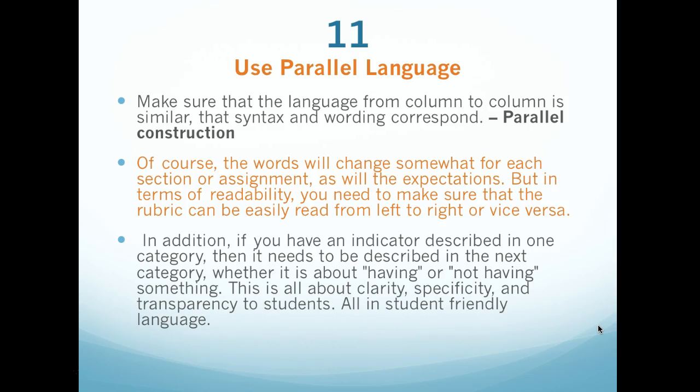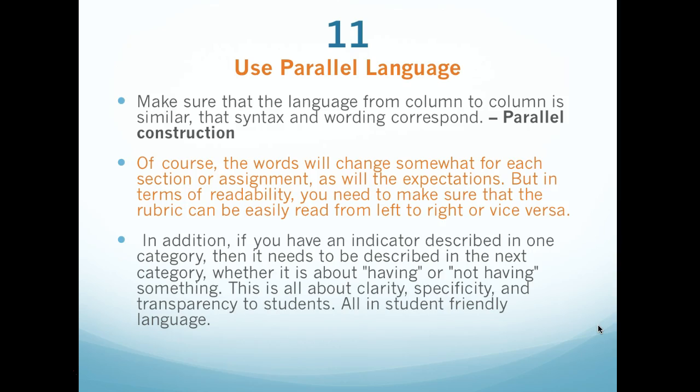Another important piece, and this is something you really have to pay attention to, is to make sure that the language from column to column is similar, that syntax and wording correspond. So if in one column you have a correct writing format and correct spelling, then the next column will have correct writing format and correct spelling. It may look qualitatively different because you're changing the scale as you're moving up the ladder, but you will always have quality of writing and spelling in all 4 criteria dimensions on the rubric, because that's what you're assessing.